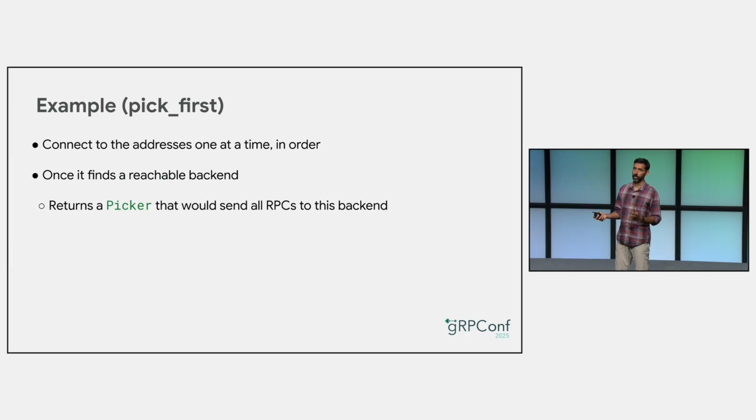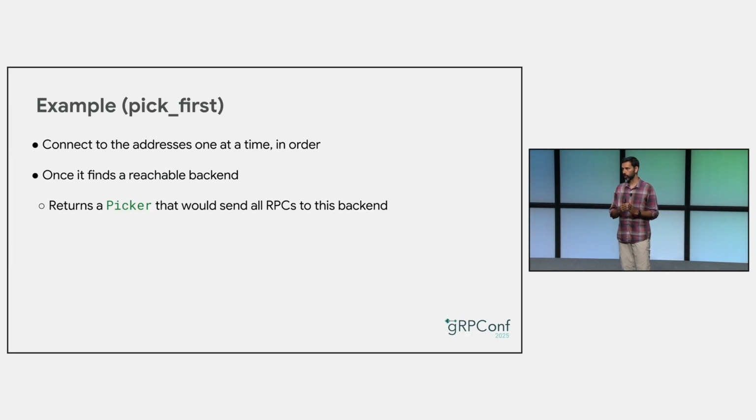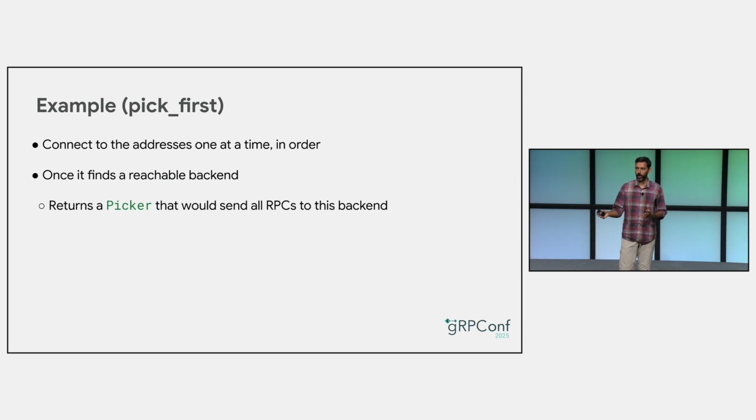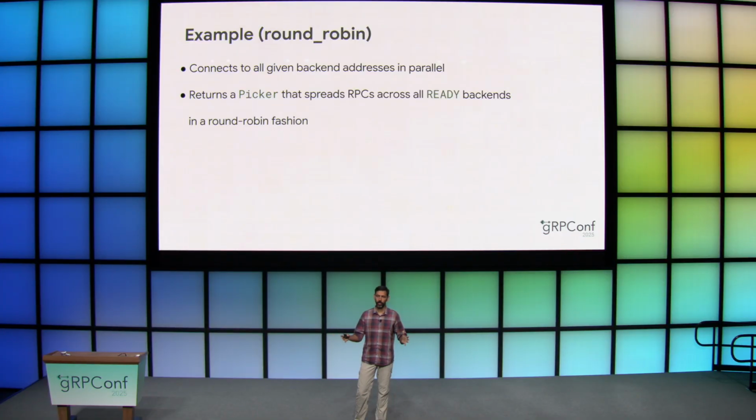The first one, pick first, is an LB policy that basically connects to the given addresses in order until it can find a reachable backend. Once it has a reachable backend, it sends all the traffic to that single backend. Now, round robin is quite the opposite in the sense that it connects to all the given backend addresses in parallel and attempts to distribute the RPCs across all reachable backends.